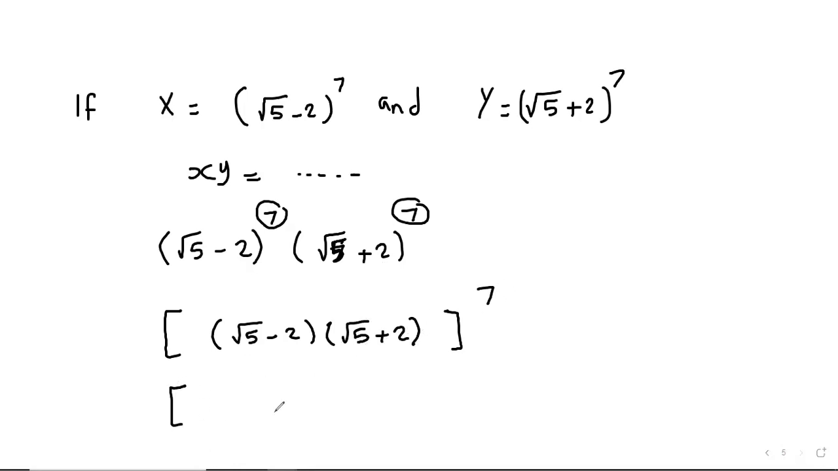Okay, how can we multiply them? It's the sum of two terms multiplied by the difference between them. So in this case, you are going to multiply the first by the first and the second by the second. Root 5 multiplied by root 5 is going to be equal to 5, and negative 2 multiplied by 2 is negative 4, all raised to the power of 7. So 5 minus 4 is 1, raised to the power of 7 equals 1.